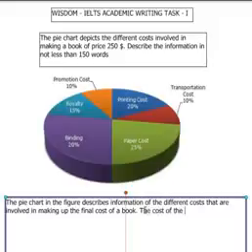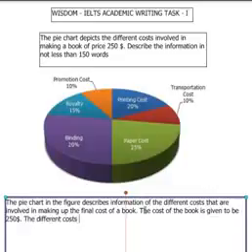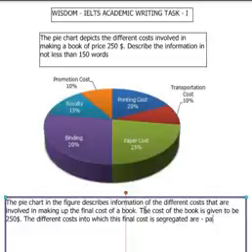The cost of the book is given to be $250. The different costs into which this final cost is segregated are, so what are those costs? Paper, printing, binding, royalty, keep checking the spelling side by side, royalty, promotions, and transportation.